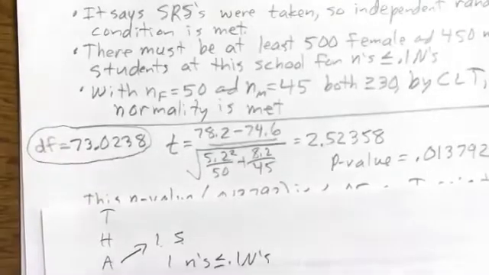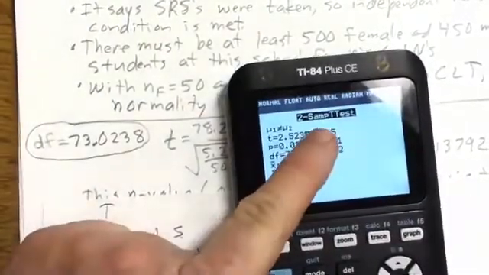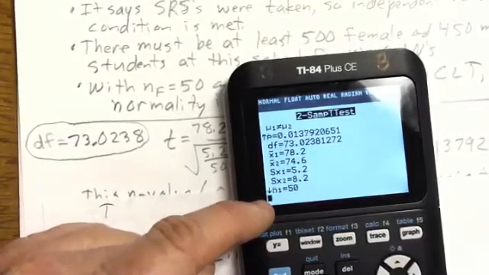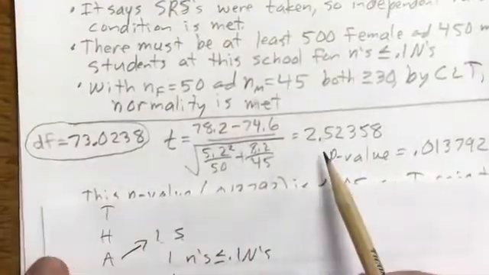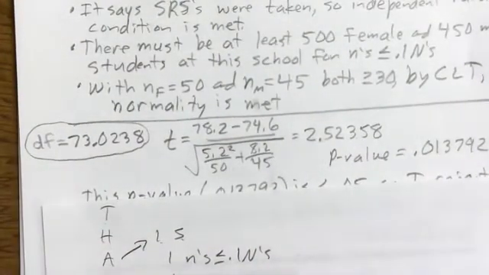Of course, you could do one variable stats and find these numbers, but the easiest thing to do is just to do that 2-sample t-test and there's your S's right there. Of course, you can scroll down and you already know your N's. And then plug them in, and then you get 2.52358. Okay, and so that is your test statistic. It is used to find your p-value.